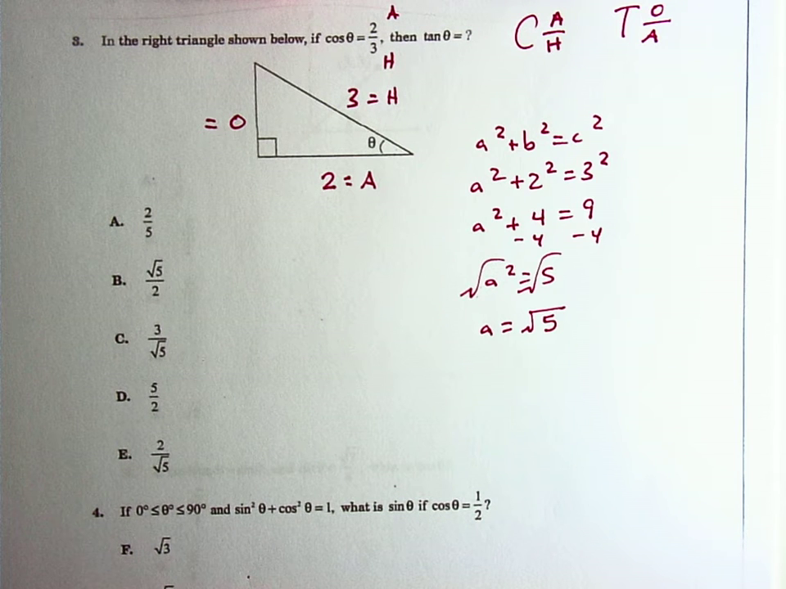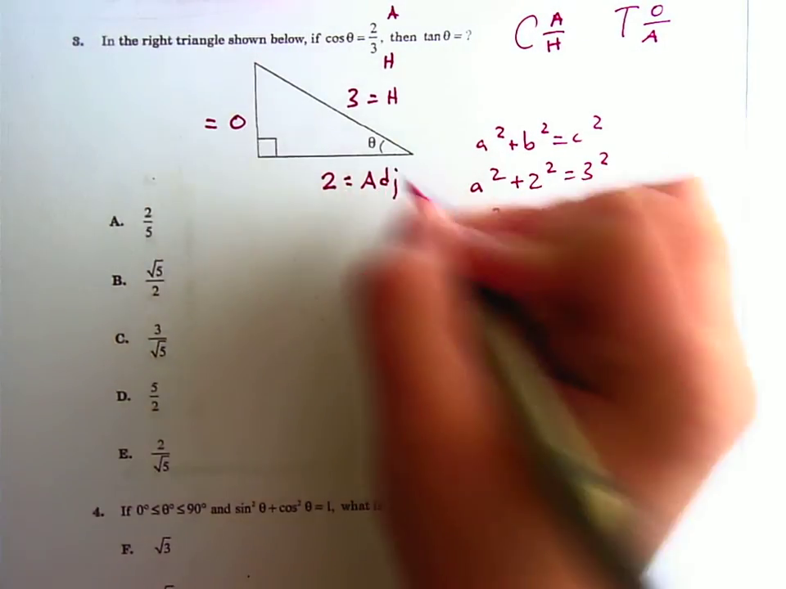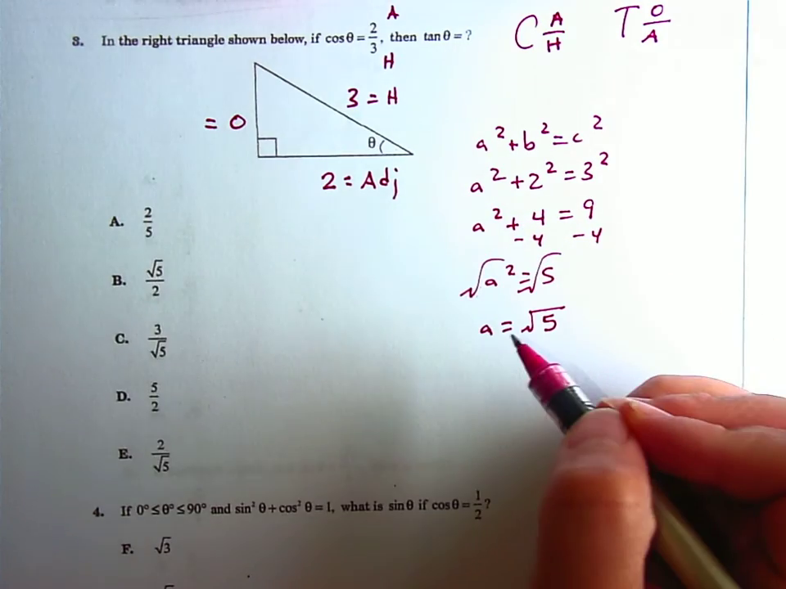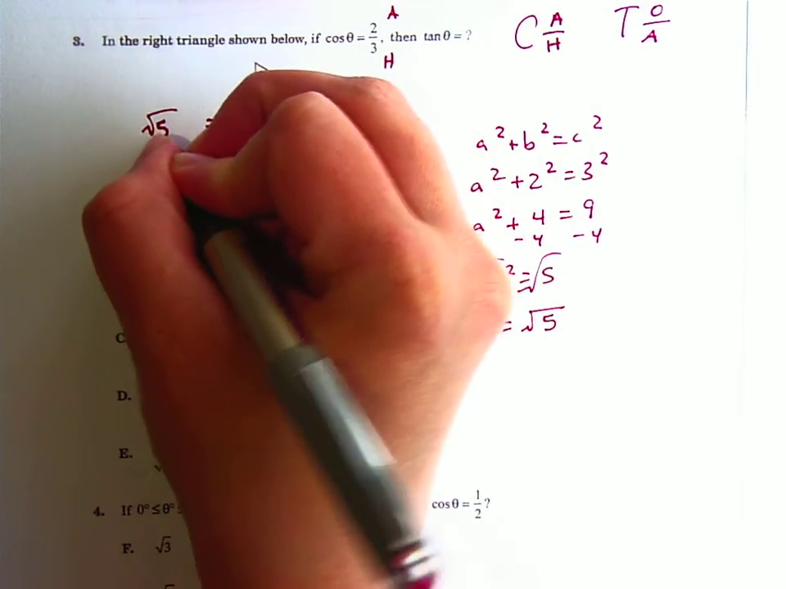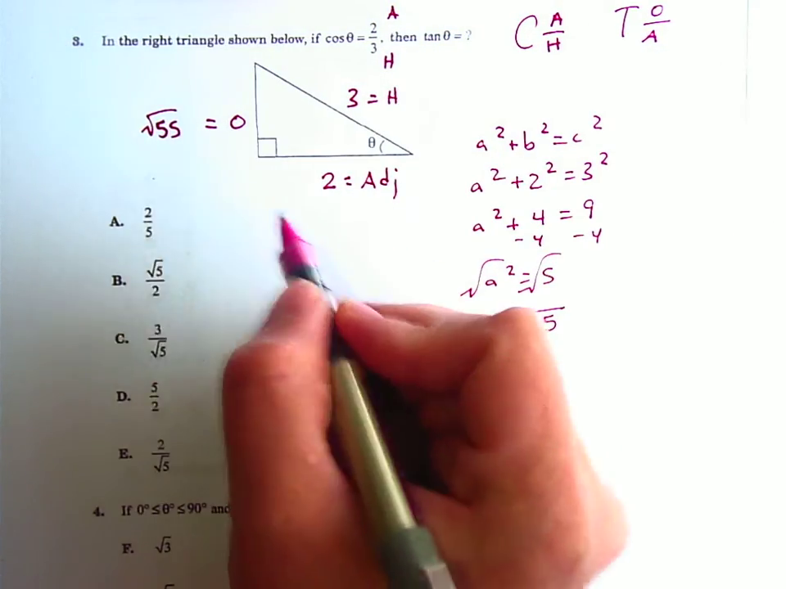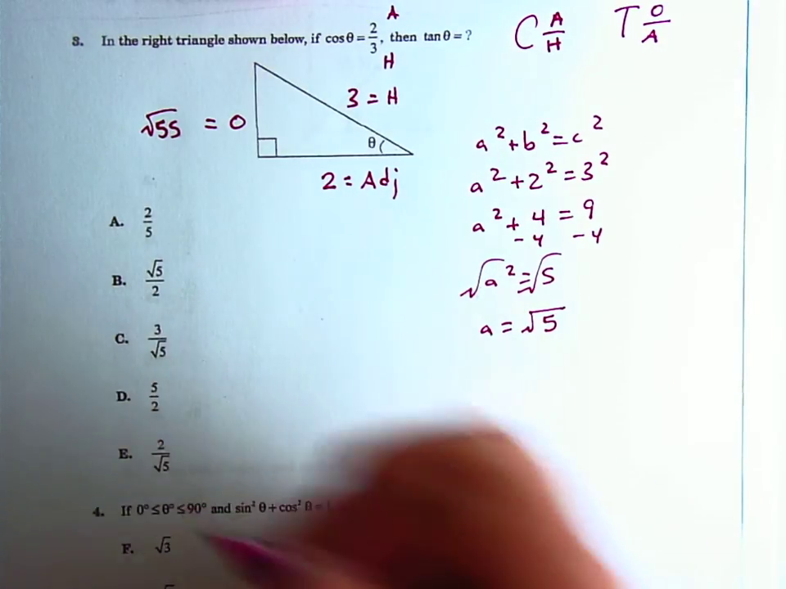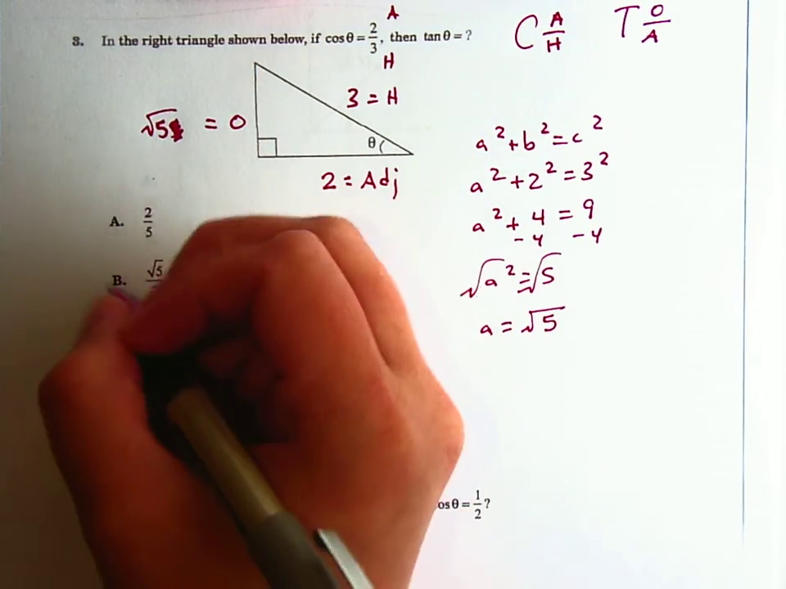Okay. So I suppose it was kind of a bad move for me to call both of these a, but this is the adjacent side, and this is just the variable a in the Pythagorean theorem. So actually over here is the square root of 5, and we need TOA, so we need opposite over adjacent, so the square root of 5 over 2. Oh, 55, I don't know where that came from. The square root of 5 over 2, which is b.